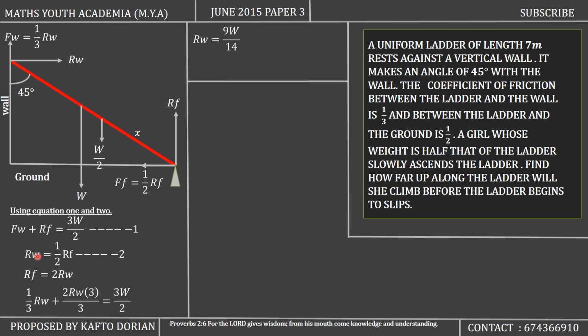To find the normal reaction force of the floor, you just multiply by the normal reaction force of the wall, which is 9W on 14, to have 9W on 7. Okay, this is all about the first condition, where we sum forces to be equal to 0. Okay, applying the second condition, which says we sum moments to be equal to 0.